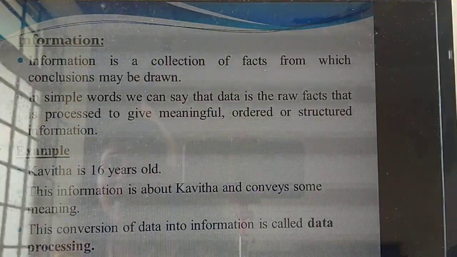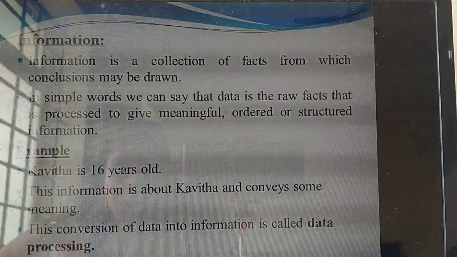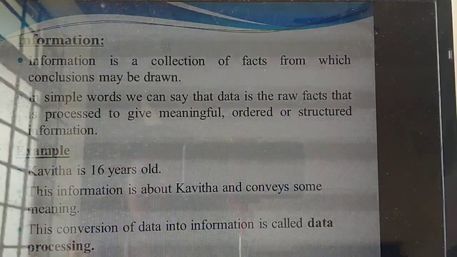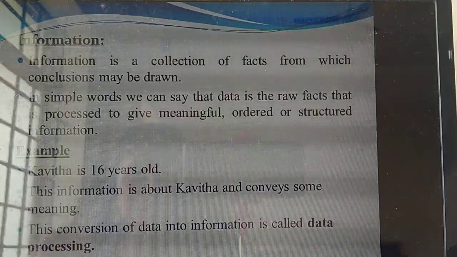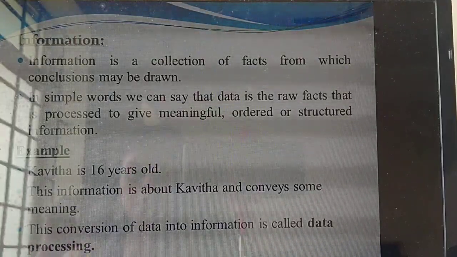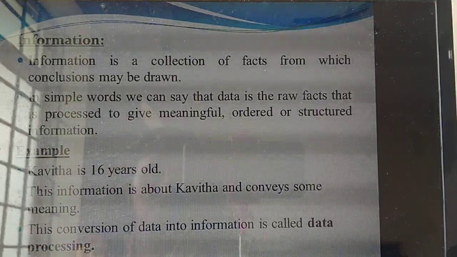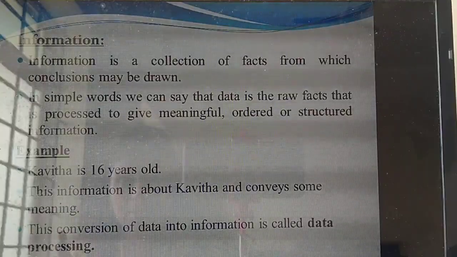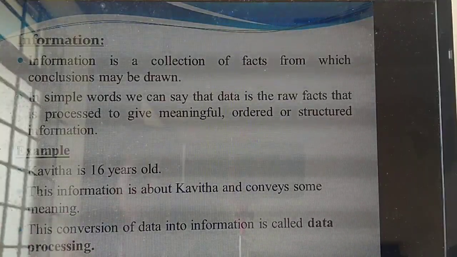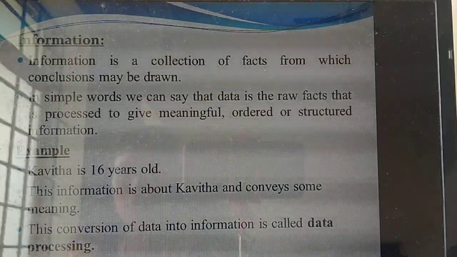So data is an unprocessed collection of raw facts, while information is a processed collection of facts. Understand the difference? Data is a collection of unprocessed facts, information is a collection of processed facts. Those are two points. Then the next point: data will not give a meaningful message, but information will give a meaningful message.